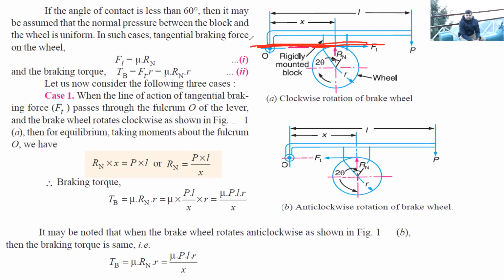In the second case, we will see that the line of action of this Ft is passing below this fulcrum point. So this fulcrum point will be moved up over here. Okay. So the line of action of this Ft force will be above this. All right. And in the third case, we'll see that the line of action of Ft force will be above this fulcrum point. That is, this fulcrum point will move down. Okay. So what are the differences in such three cases? We will discuss after discussing these three cases.